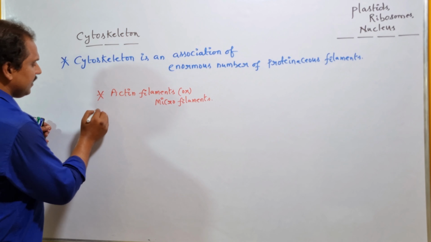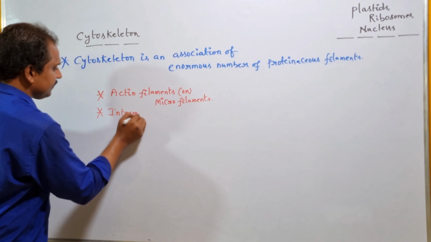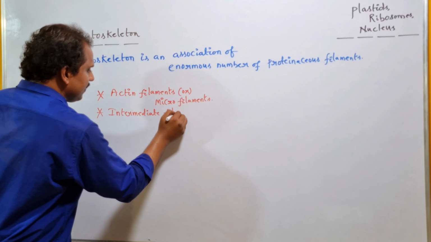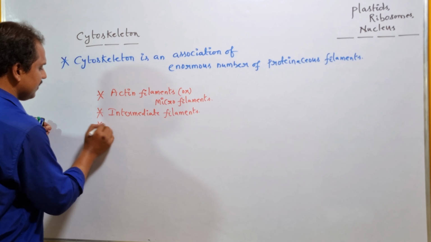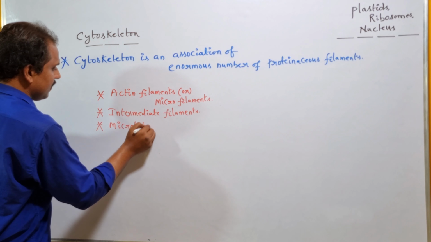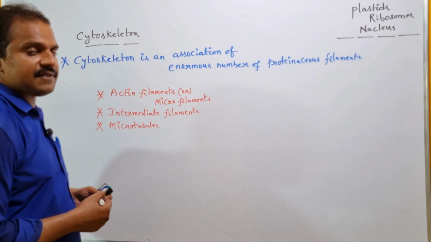Is it clear? And the next one is intermediate filaments. And the next component is microtubules. So all these three are the components of the cytoskeleton.